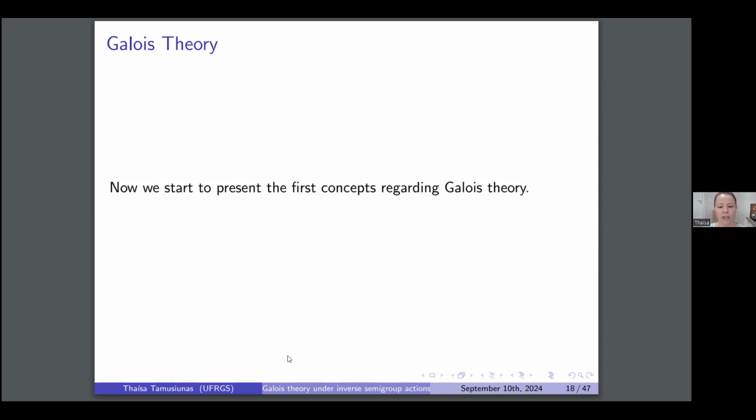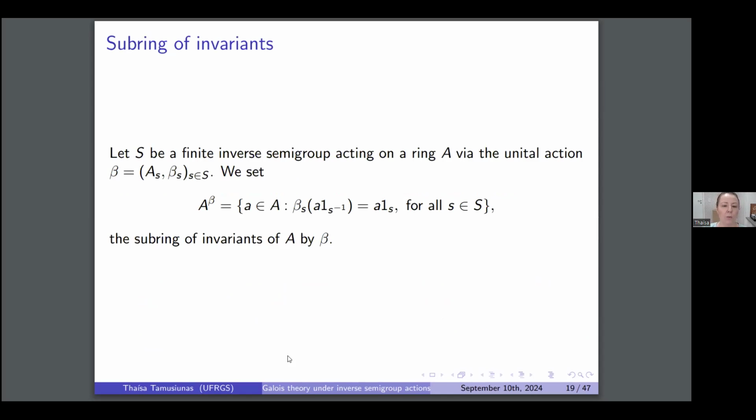I will introduce some concepts regarding Galois theory, and then I will return to the orthogonality. So let's talk about some relevant concepts. The first one is the subring of invariants. Given a finite inverse semigroup, now I'm assuming that the inverse semigroup is finite because we are working with a finite Galois theory, and we are also assuming that this action is unitary.